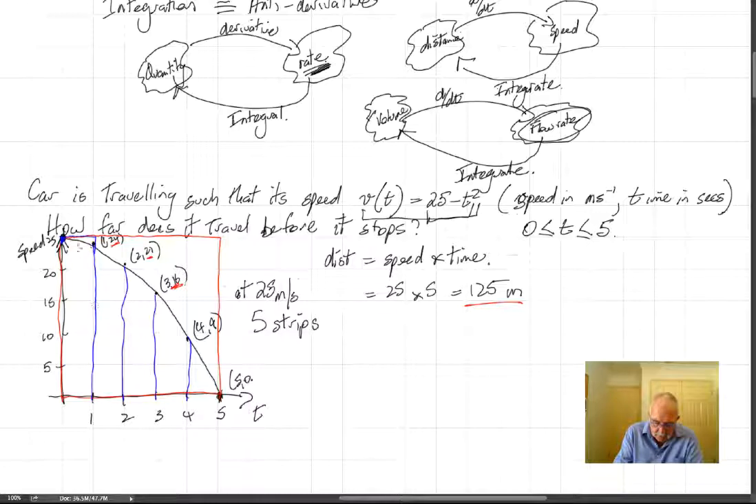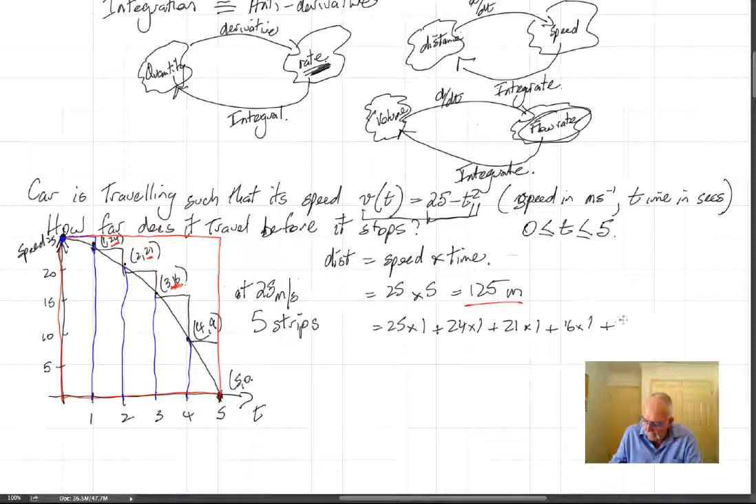And we're going to calculate assuming it went for 25 for that, so 25 times 1 will be the distance travelled in that 1 second. This will be 24 times 1. And this will be 21 times 1, plus 16 times 1 for this one here, and then 9 times 1. And if you add all those up, I think we get 95 metres. So it's come down significantly.